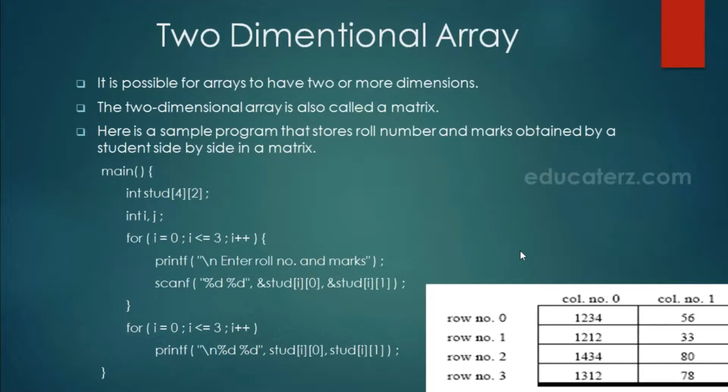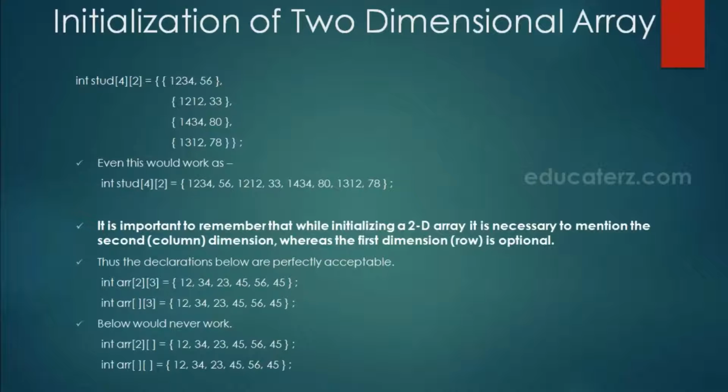Now we can have initialization of a two-dimensional array also. When we go for initialization, we can use this initialization string in this pattern or directly also. So the first element will go in [0][0], then [0][1], then [1][0]. Like this the elements will be stored.